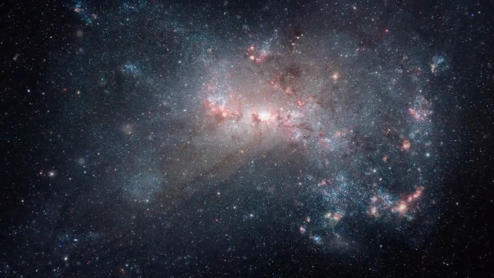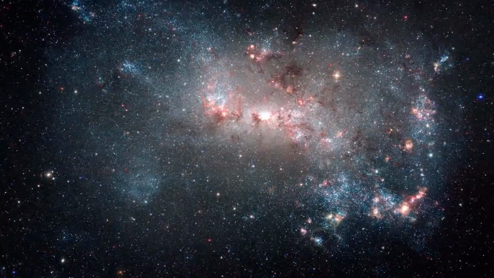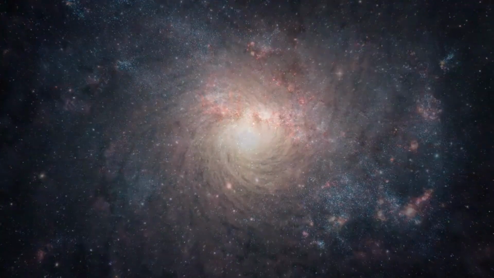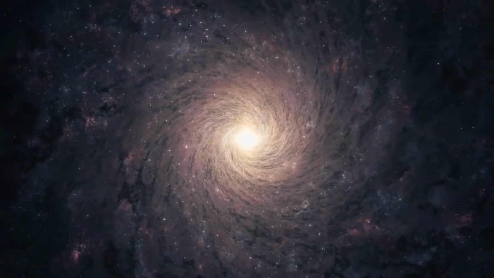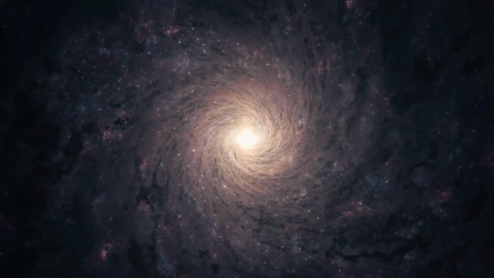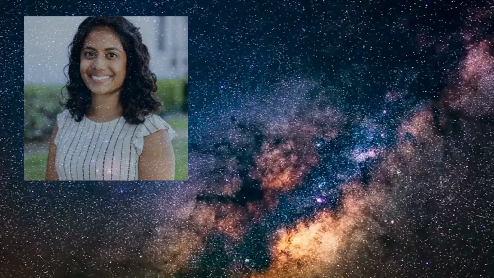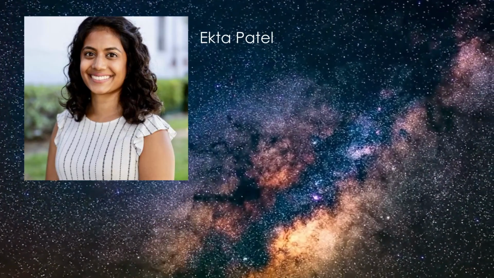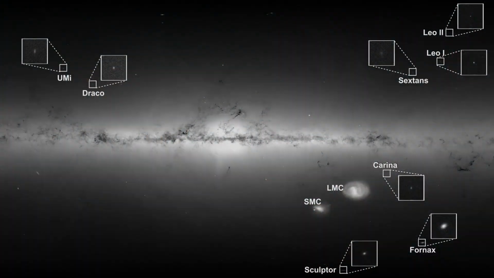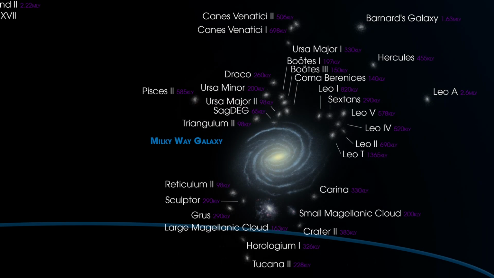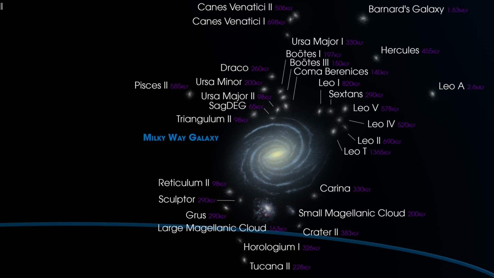In any case, when determining mass, only the visible or measurable matter is taken into account. But the mass of our Milky Way galaxy is probably much higher, possibly between 950 billion and 1 trillion solar masses. This assumption is based on the research of astronomer Ekta Patel and her team. They analyzed the orbital movements of known satellite galaxies. These are smaller companion galaxies orbiting the Milky Way on elliptical paths. They move in bound orbits within the gravitational potential of our galaxy.